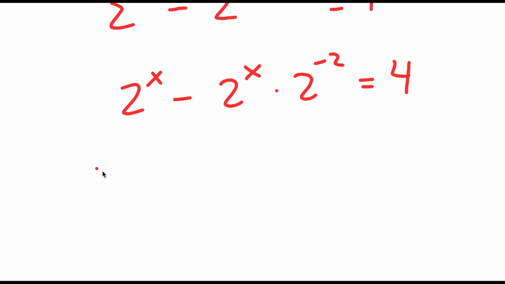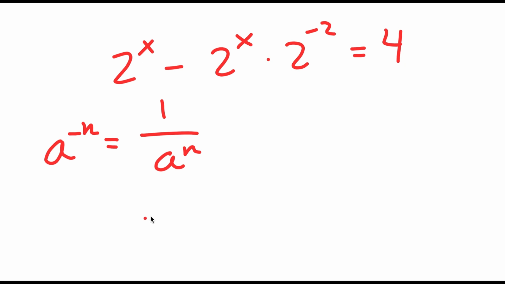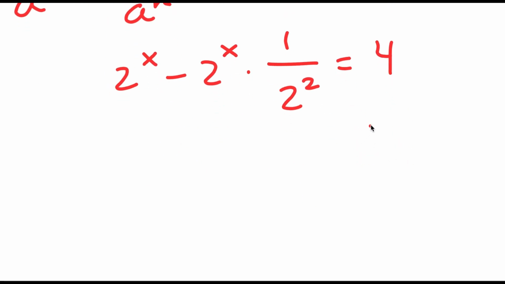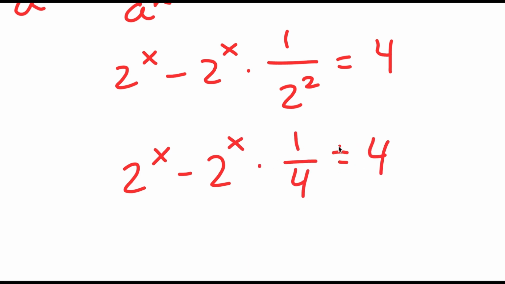So now from here, if I have something in the form a to the power of negative n, this is the same thing as 1 over a to the power of n. So 2 to the power of negative 2 turns into 1 over 2 to the power of 2. And 2 to the power of 2 is obviously 4. So I have 2 to the power of x minus 2 to the power of x times 1 over 4 is equal to 4.